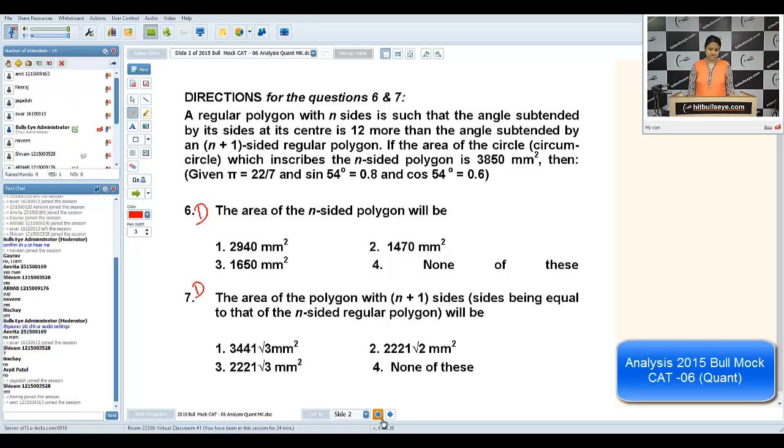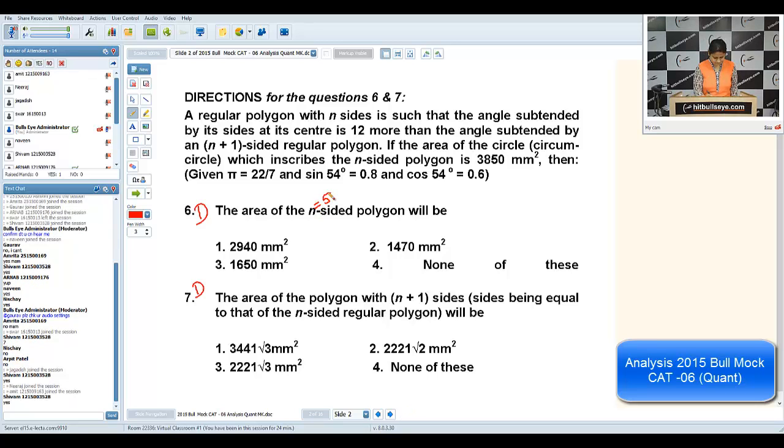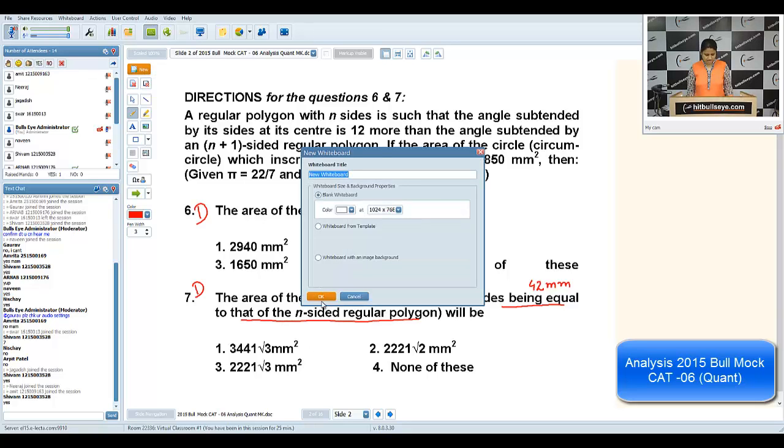Okay, if you are okay with question number 6, you must have calculated the number of sides, and that is 5. N is 5 here. So what is n plus 1? That is 6. This is also given that sides being equal to that of the n-sided regular polygon. So by earlier calculation, I can say that this will be 42 mm. So it will be a hexagon with the side of 42 mm. Is it okay, Shivam?